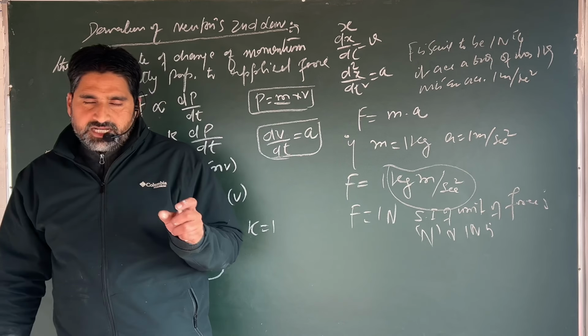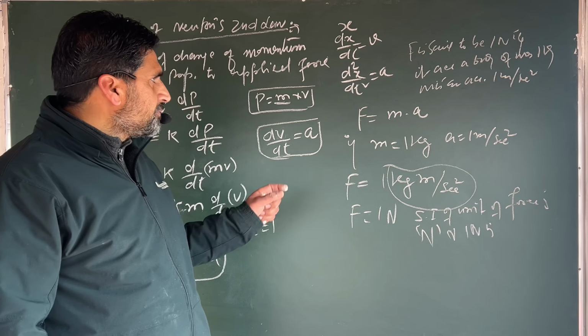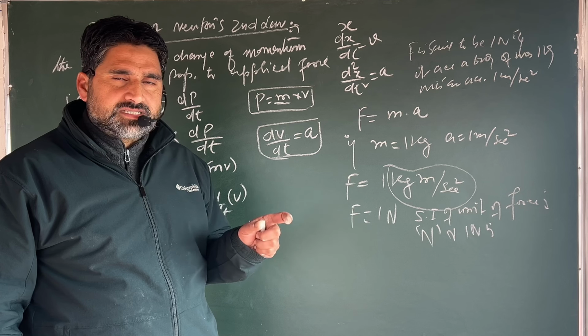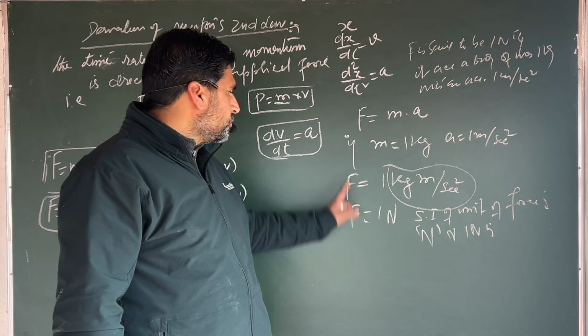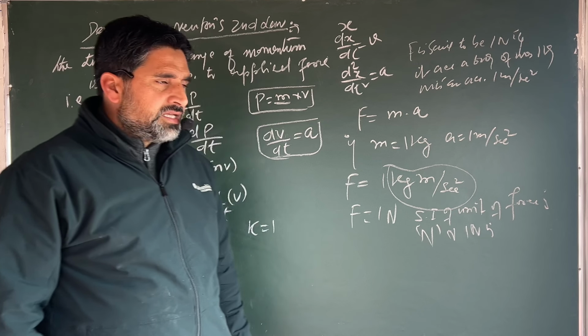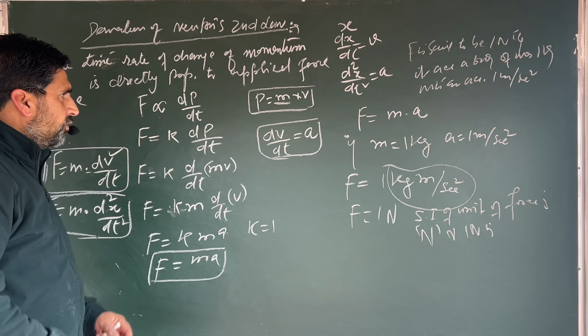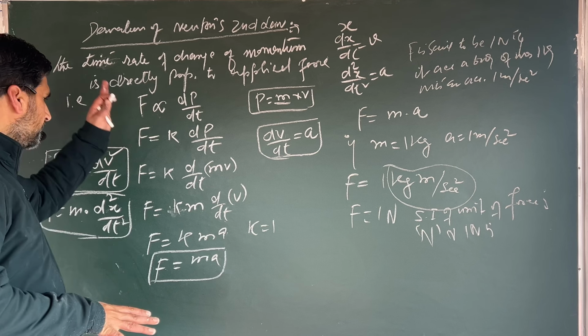एक ऑब्जेक्ट जिसका मास 1 kg होगा उसको 1 मीटर पर सेकंड स्क्वायर की एक्सेलरेशन के हिसाब से एक्सेलरेट करने के लिए जितना फोर्स रिक्वायर्ड होगा, दैट फोर्स नोन एज 1 न्यूटन. सो 1 न्यूटन or Newton is the SI unit of force. This was the derivation of Newton's second law.